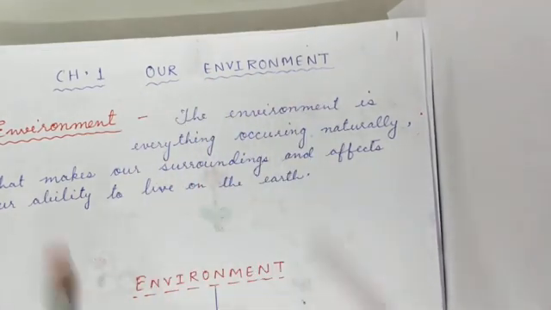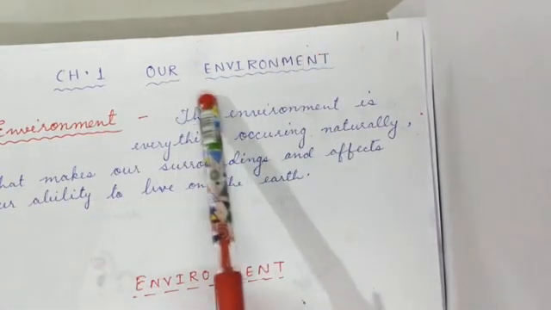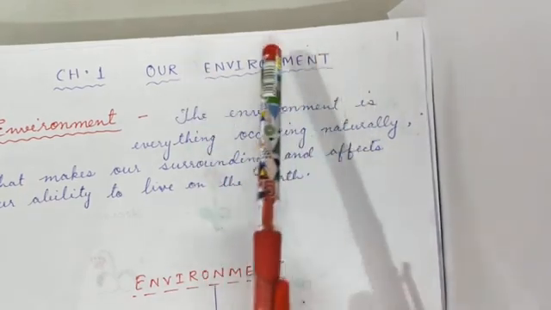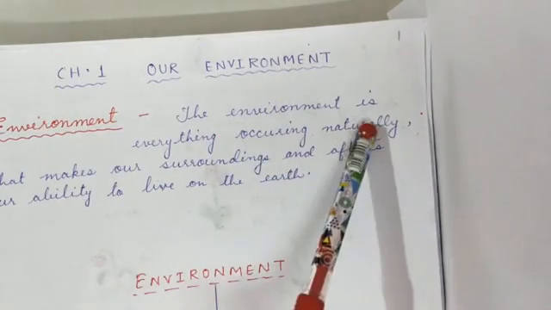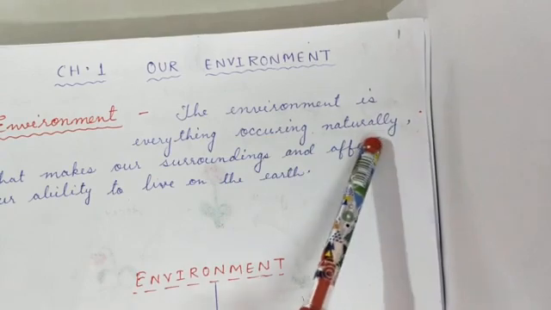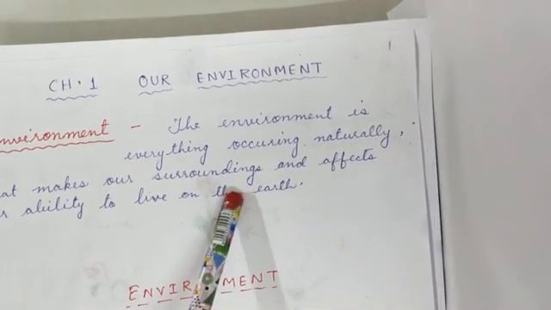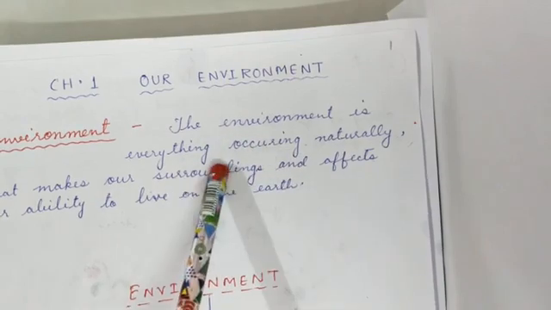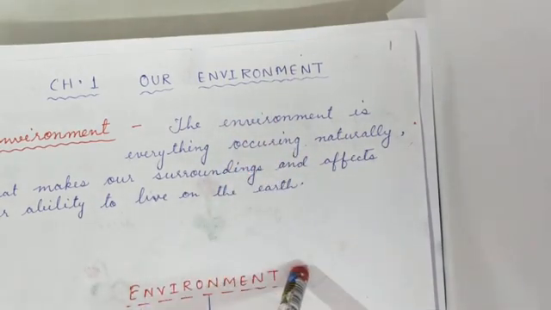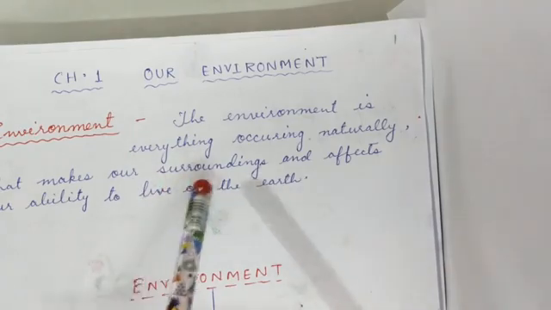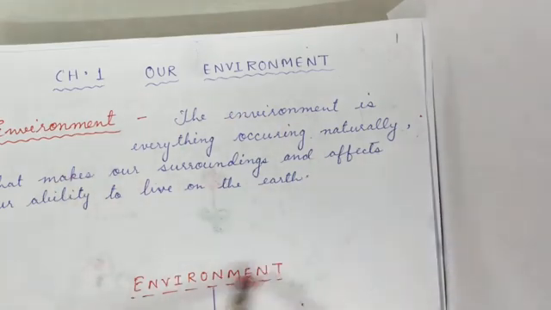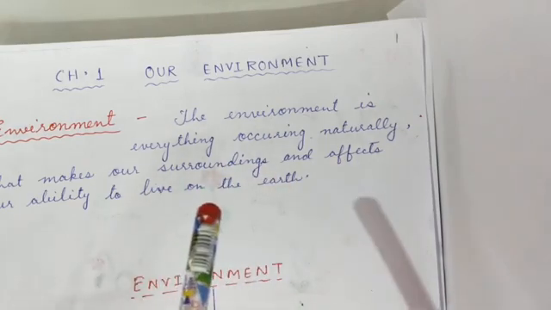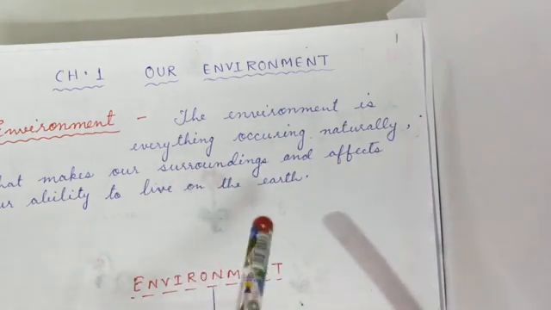So let us start. First of all, we should understand the meaning of the topic of this chapter, that is environment. So what is environment? Environment is everything occurring naturally in our surrounding. And all these natural things interact with each other, and as a result all the living things, whether it is a plant or an animal or human beings, they get adapted to their surrounding. So this is what our environment is, which we see in our surrounding.